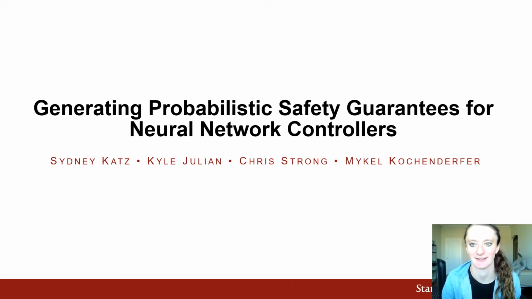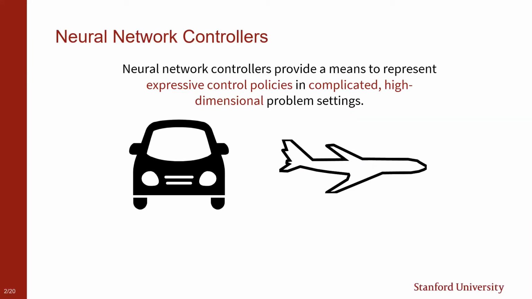My name is Sydney, and I will be talking about generating probabilistic safety guarantees for neural network controllers. Neural networks are able to represent complex functions and therefore are able to represent complex control policies in high-dimensional settings such as self-driving cars or autonomous aircraft. But before we put a neural network behind the wheel of a car or in the cockpit of a plane, we want to ensure that they'll operate safely.